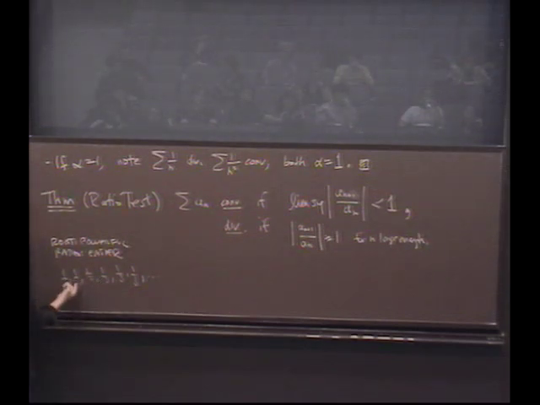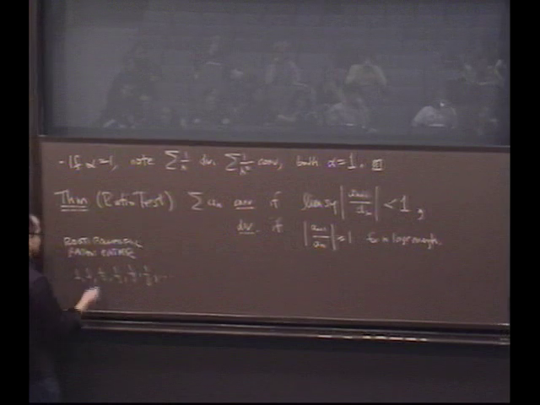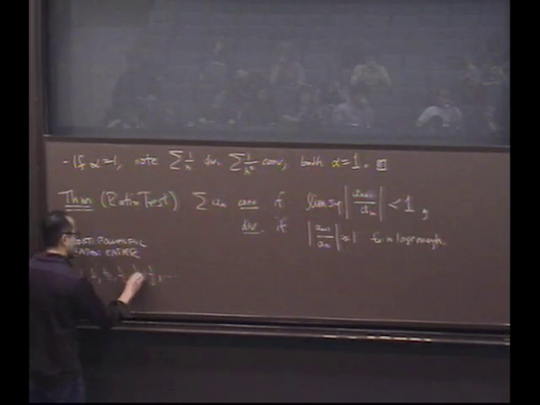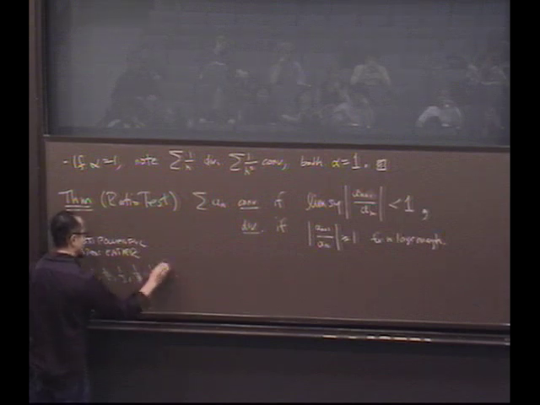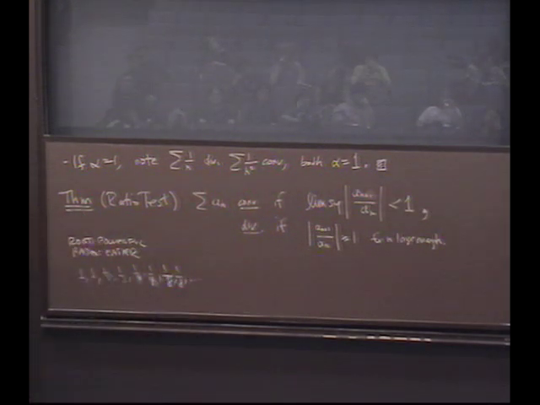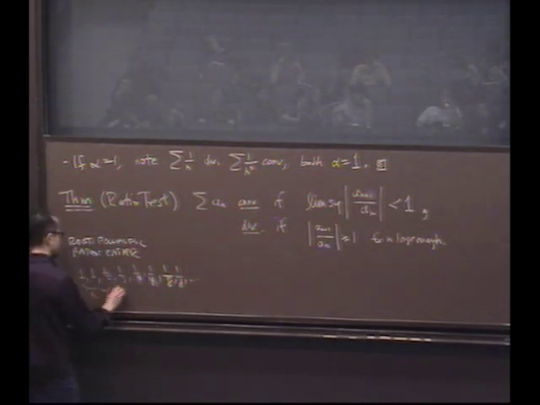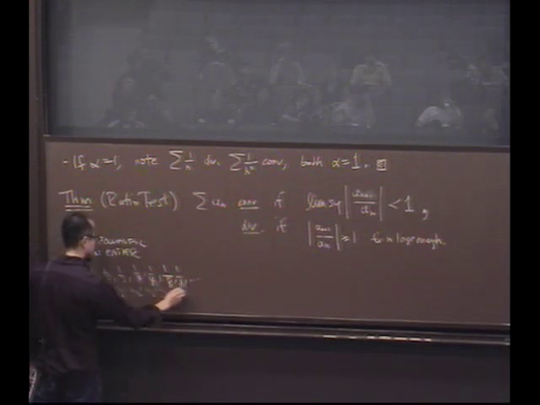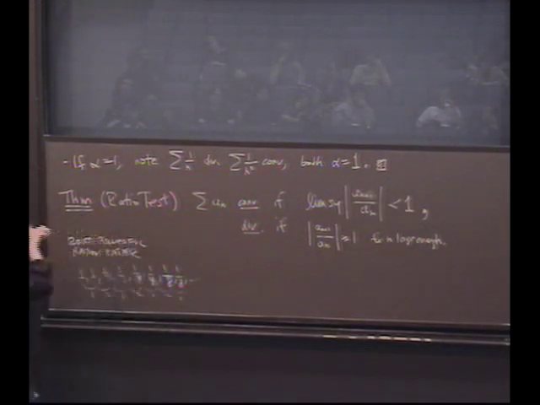Right? Here, let's make this easier. 1 over 2, 1 over 4, 1 over 8. So basically the successive ratios here are 1, 2, 1, 2, 1, 2, etc. Yeah? I guess it's 1 half.